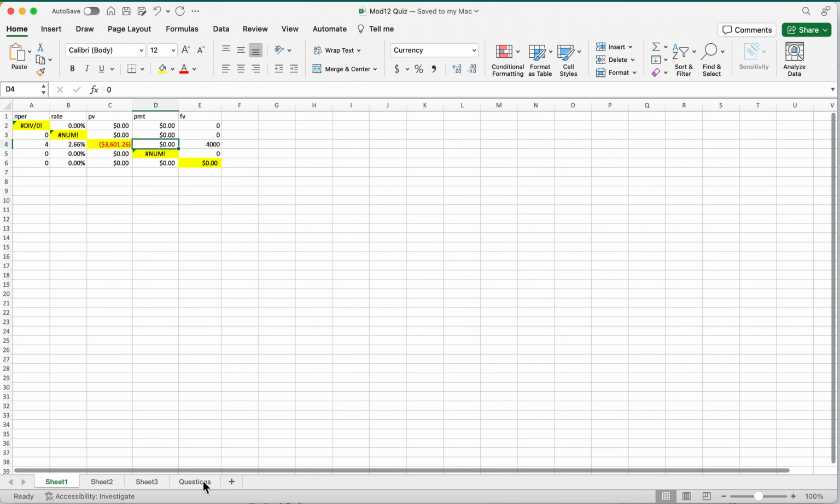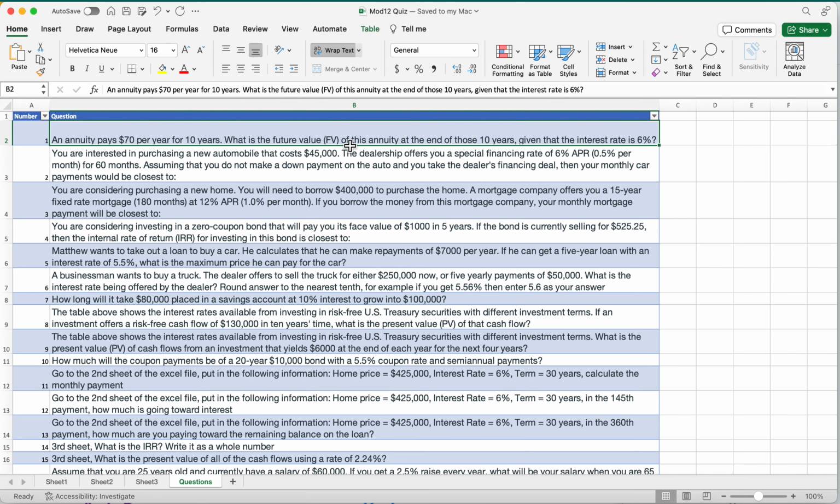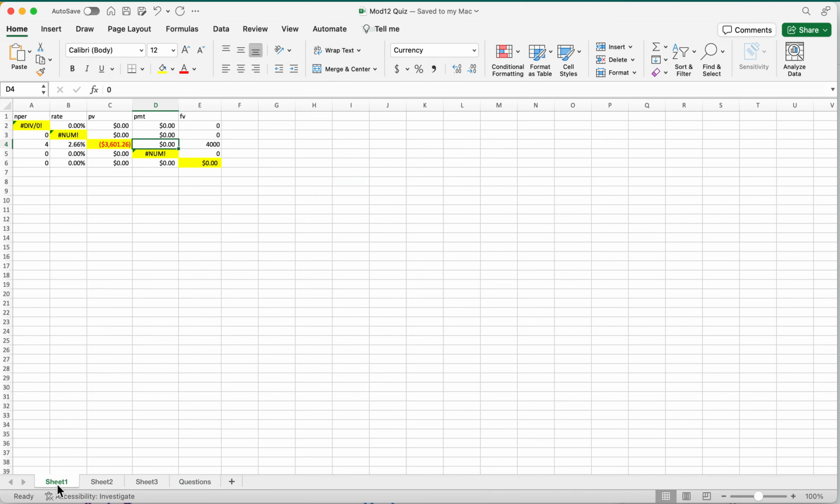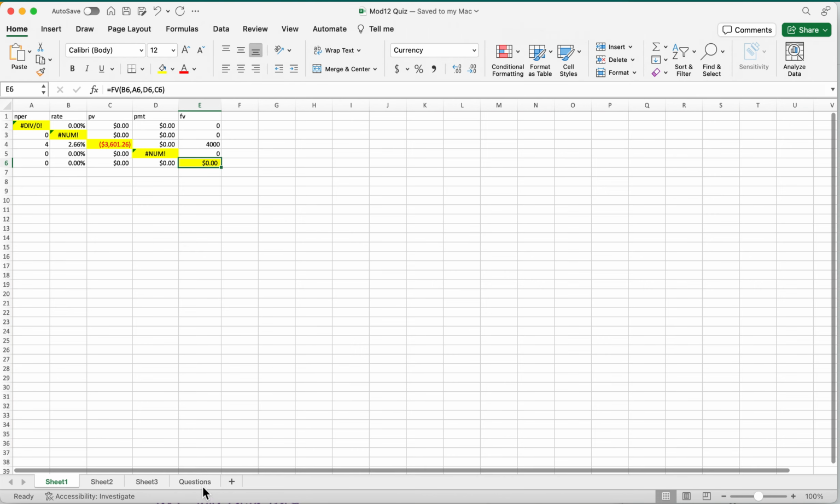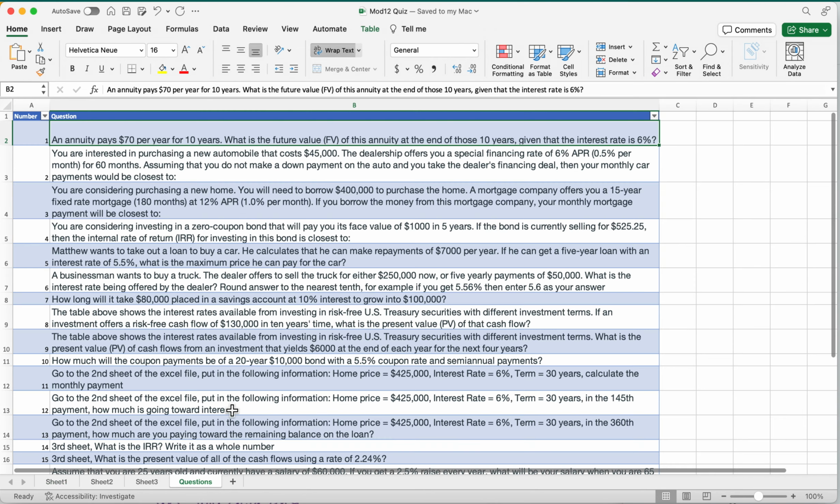So what we're trying to find is the future value. So we're going to go to sheet 1, and we're going to find the value here. Remember, you should have downloaded this Excel file when you started the assignment. You're not going to have these questions here. I put this here for us to go back and forth about. So here we go. An annuity pays $70 a year for 10 years. What's the future value at the end of those 10 years given 6% interest?